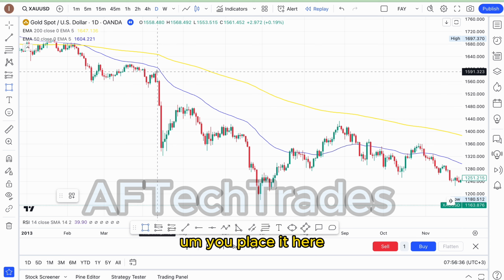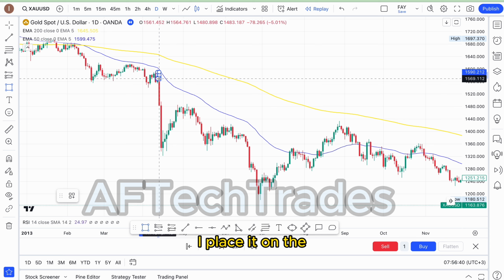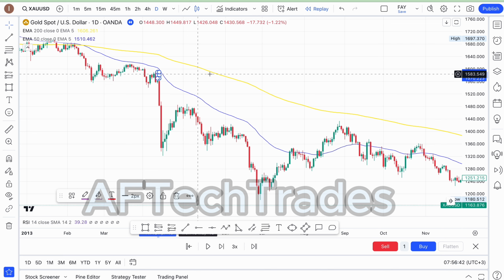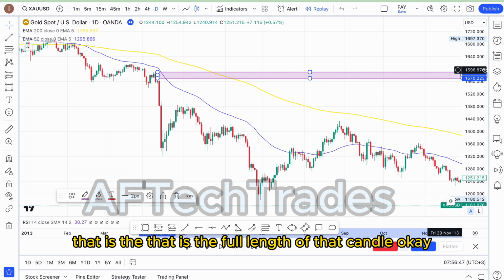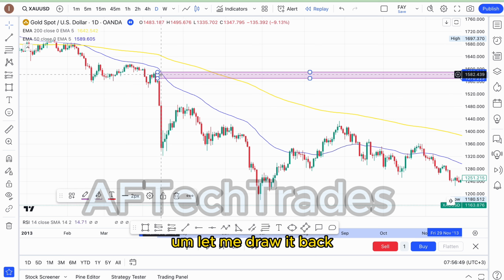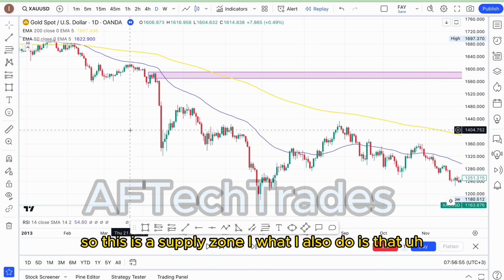and place it here. I place it on the full length of that candle. Let me draw it back. If you see, it covers the green candle. So this is a supply zone.